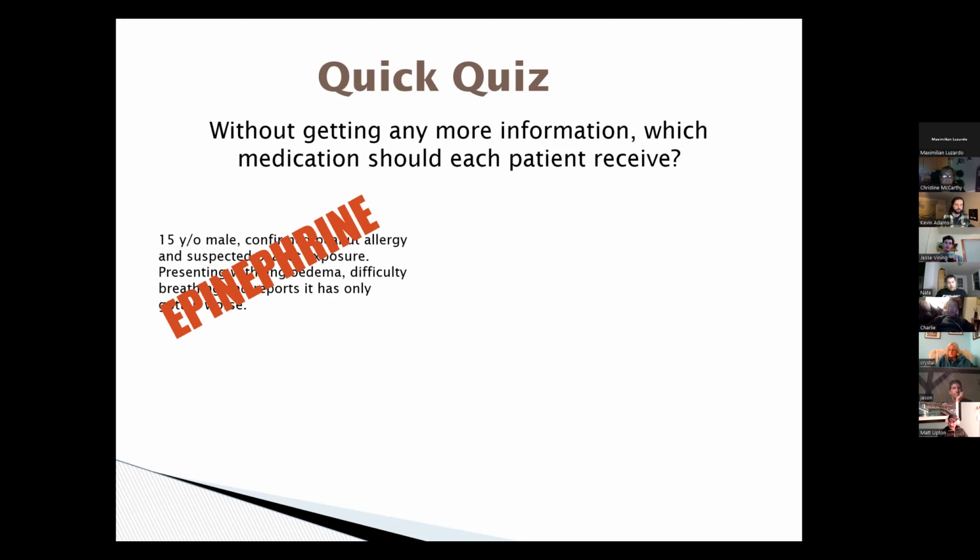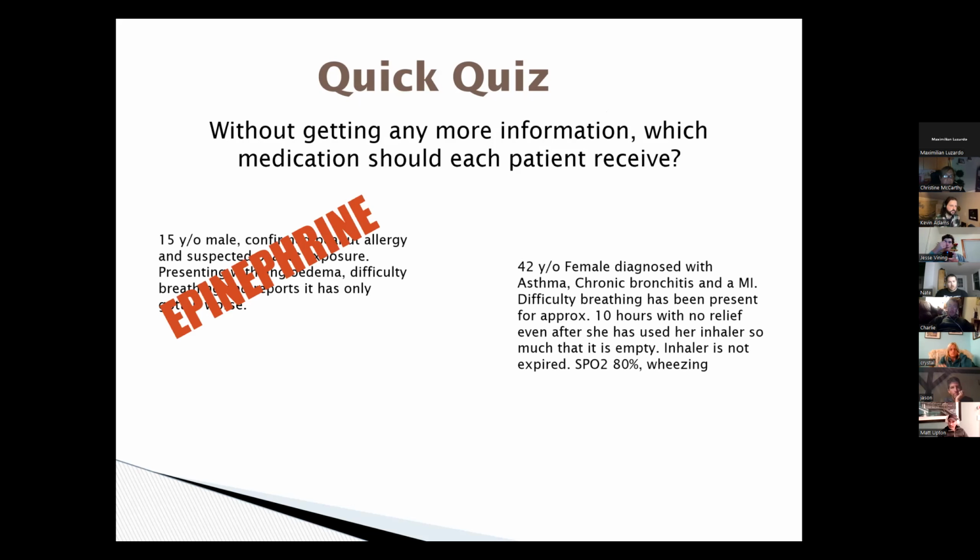Great. Next one, 42-year-old female diagnosed with asthma, chronic bronchitis, and a myocardial infarction in the past. Difficulty breathing has been present for approximately 10 hours with no relief, even after she's used her inhaler so much that it is now empty. Inhaler is not expired. Her SpO2 is currently 80% on room air, and she is wheezing. Oxygen. Nebulizer. Oxygen, nebulizer.